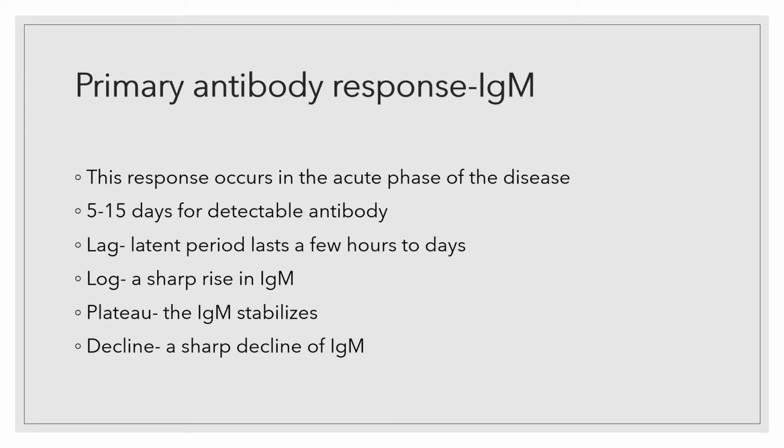The first antibody to rise during a primary antibody response is called IgM. This response occurs in the acute phase of any disease. So it responds after an acute exposure to an antigen, and this depends a lot on the individual and the specific antigen exposed to. Usually 5 to 15 days later, there's detectable antibody in serum. The lag phase is a latent period that lasts a few hours to many days. It's actually slower than the secondary response. The log phase is when you see a sharp rise in IgM. The plateau phase is when the IgM stabilizes, and then there is a sharp decline of IgM when the patient starts to respond.